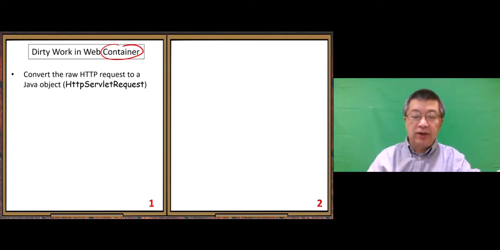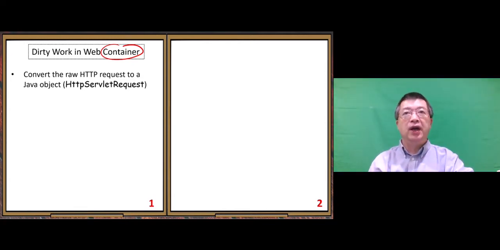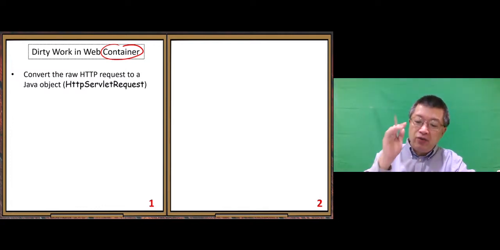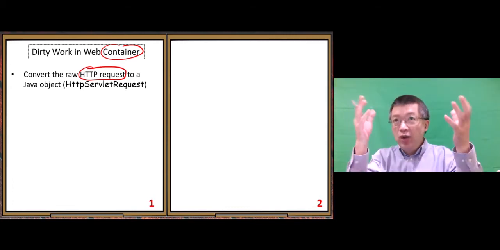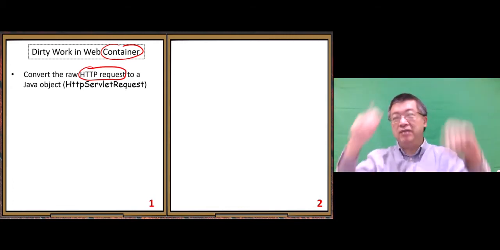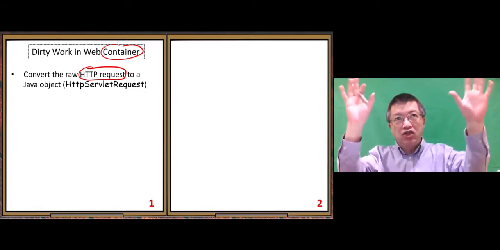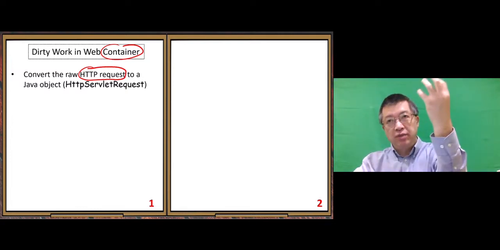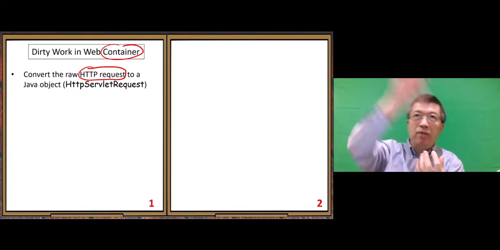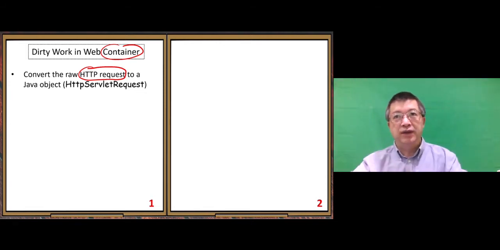The dirty work that happens behind the scene inside the container. All right. Convert the raw HTTP request. What is the raw HTTP request? The structure we learned last time in our HTTP protocol. That structure we call the raw HTTP request. Remember the 3 components, those details.